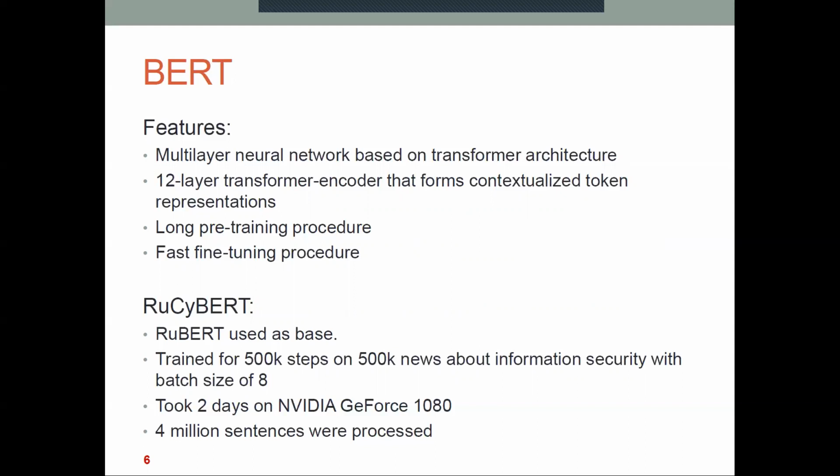And we also trained a cybersecurity model, which was trained on news text about information security in Russian for 500,000 steps, and it's trained with the masked language modeling task as in the pre-training stage. And RoBERTa was used as a base for training. The training procedure took 2 days on an NVIDIA GeForce 1080, and in total, 4 million sentences were processed.